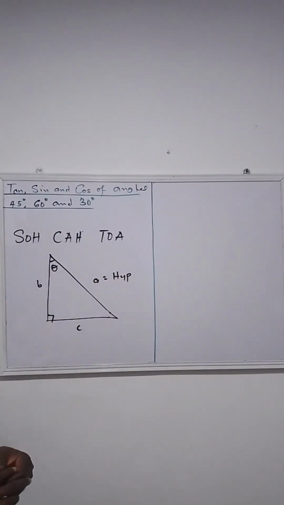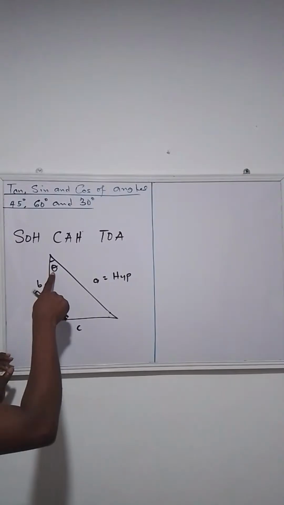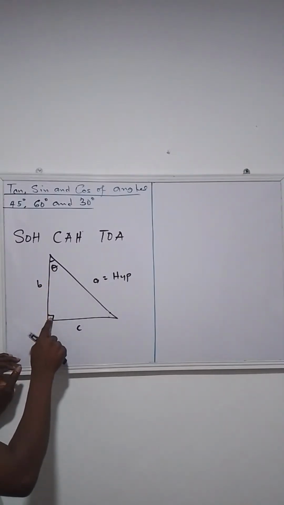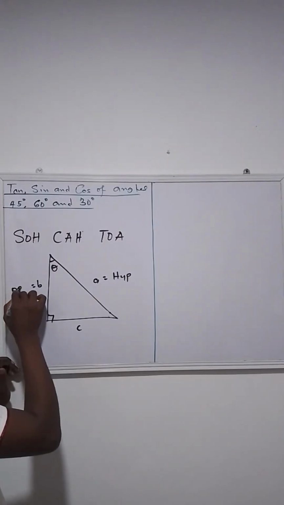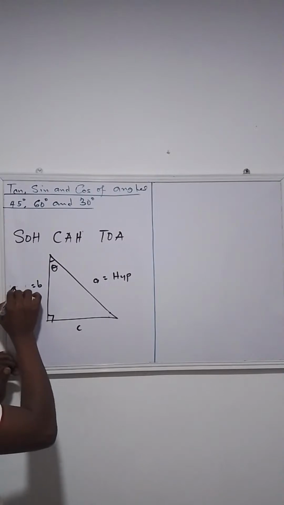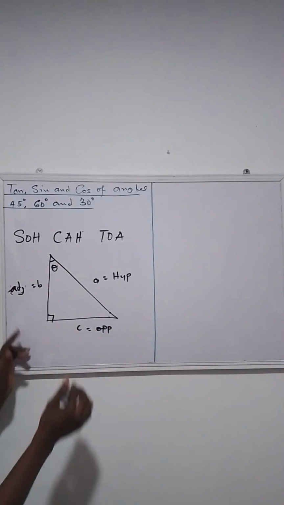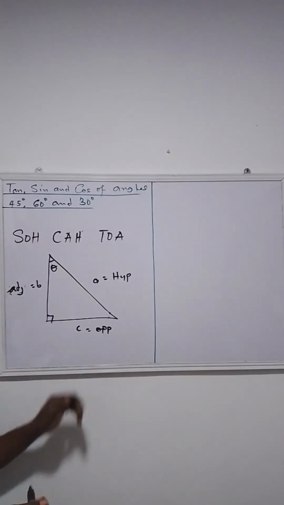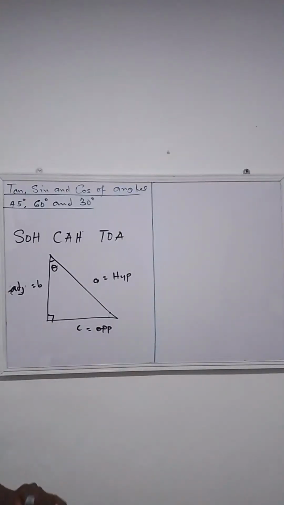Now, adjacent is the side that is touching the reference angle and the right angle. So we have the reference angle, and this is the right angle. So B is adjacent, and C is your opposite. Since you know this one is adjacent, that means this is going to be opposite. All right, so that is how to locate them.